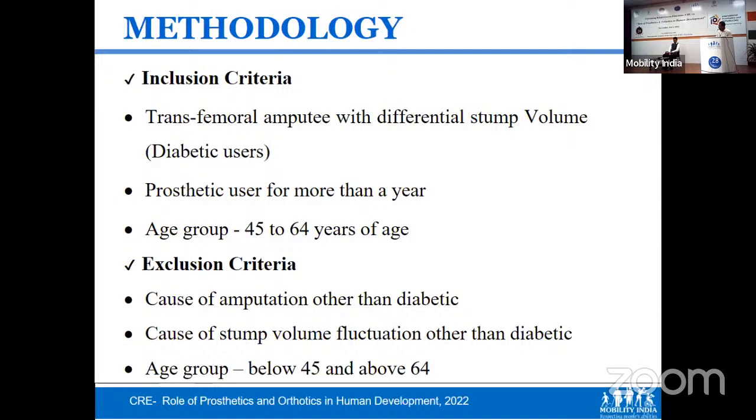So the inclusion criteria for my study were: transfemoral amputee with differential stump volume, mainly diabetic users, a prosthetic user for more than a year, and age group of 45 to 64 years. The exclusion criteria were: cause of amputation other than diabetes, cause of stump volume fluctuation other than diabetes, and age group below 45 and above 64 years.